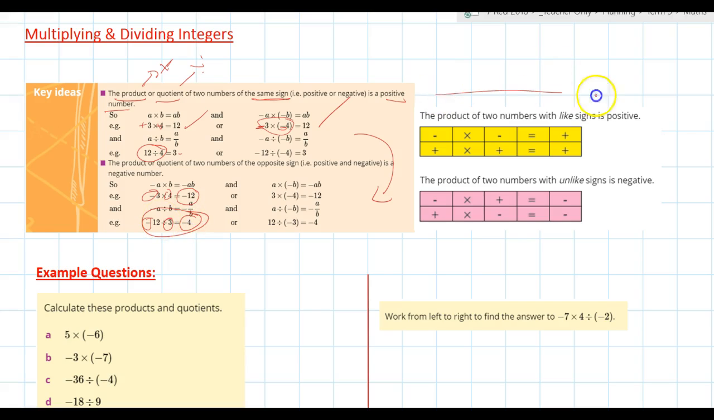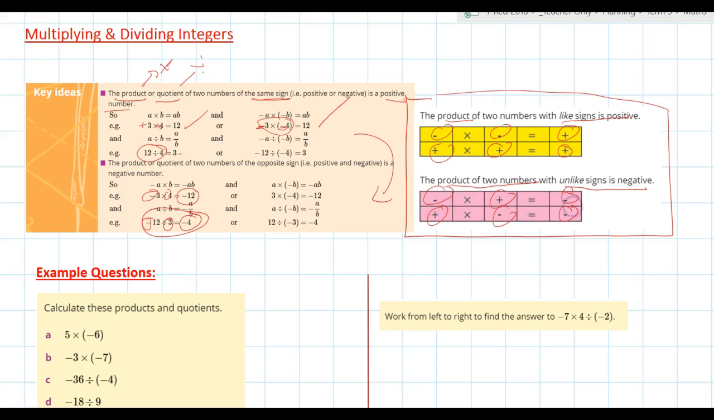I'm going to get you to write this diagram down in your books, and it gives us a clear example of how that works. The product of two numbers with like signs will be a positive, and the product of two numbers with unlike signs will be a negative. So draw this example down. When we have a negative times a negative, we'll get a positive. If we have a positive times a positive, we get a positive, and the opposite occurs when we have unlike ones. So a negative times a positive will be negative, and a positive times a negative will also be a negative.